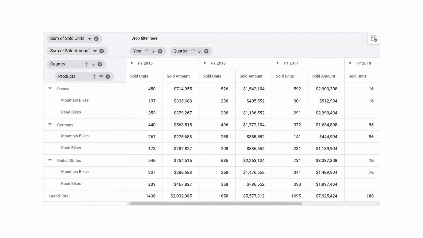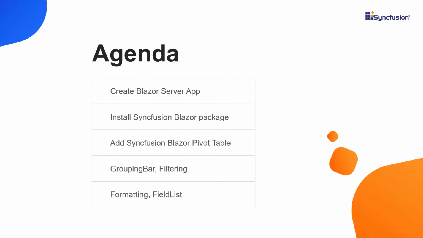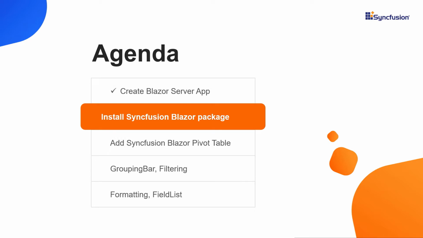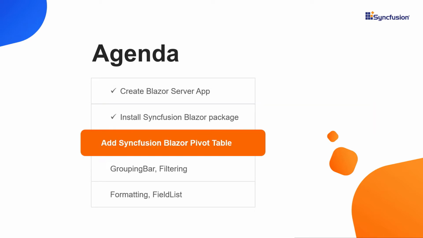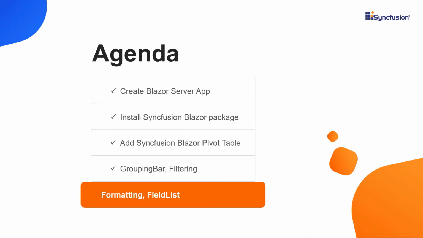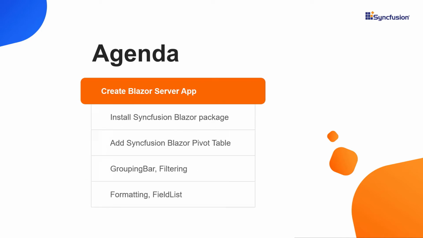Pivot tables are used to display summarized business data in a table format. In this video, I'll explain how to create a Blazor server app and install the Syncfusion Blazor package in the app. Then I will explain how to add the Syncfusion Blazor Pivot Table component with the required fields to the application. After creating the pivot table, I will add prominent features to it like a grouping bar, filtering, format, and a field list. Now, let me proceed to create the Blazor project first.